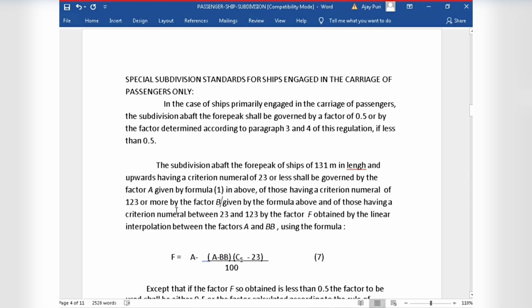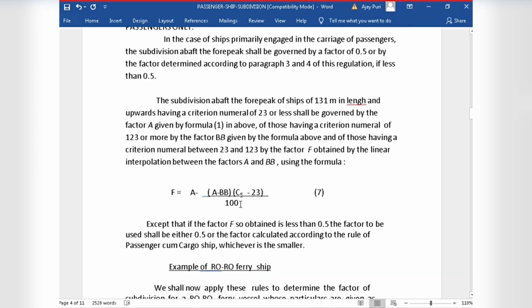Factor B is given by the formula above, and vessels having a CS between 23 and 123 are governed by factor F obtained by linear interpolation between factors A and B, which is F is equal to A minus (A minus B) into (CS minus 23) divided by 100. It should be B, not BB, and CS, not C5.